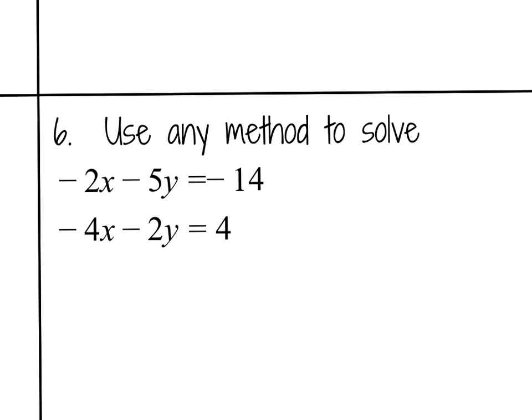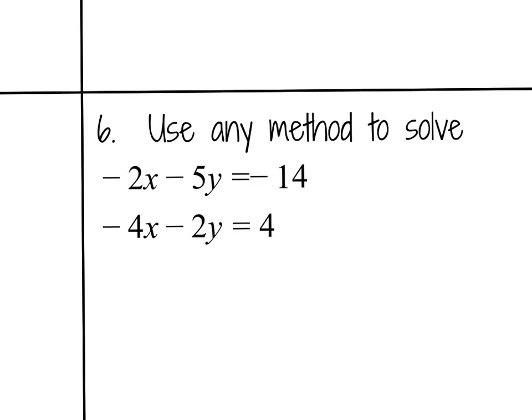This one is, I believe, pretty much ready to set up for elimination. We do need to do a little bit of work. I'm going to choose to eliminate the x values, and so I'm going to need to take that top equation and multiply it by a negative 2. Right now my problem is, of course, that both of these are negative, and I'm going to need one of them to become positive. So when I choose to multiply the top equation, we're going to need a negative out here.